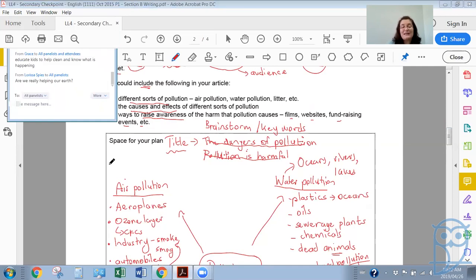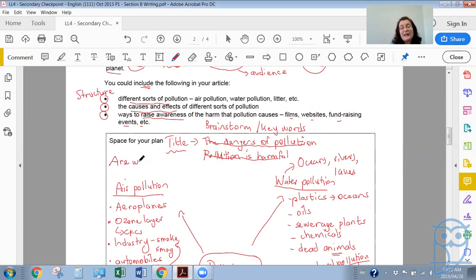Are we really helping our Earth? Okay, that's lovely because it's a rhetorical question, which means that some ideas are going to be posed in response to this. It's rhetorical because you're trying to get people to think about it, and you're going to explore the kinds of things they could think about. Okay, so are we really helping our Earth?